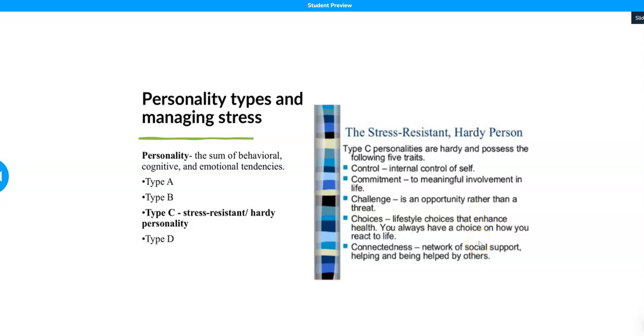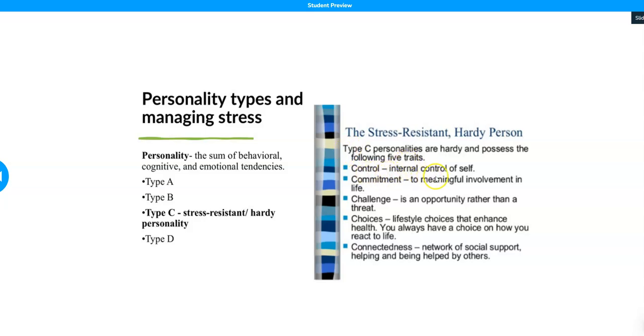So part of the stress response is, what is your personality? Type A are quote unquote overachievers. Type B are laid back. Type C is a stress resistant or hardy personality. So you know people who seem to never be stressed out over anything. So they might have some of these attributes.